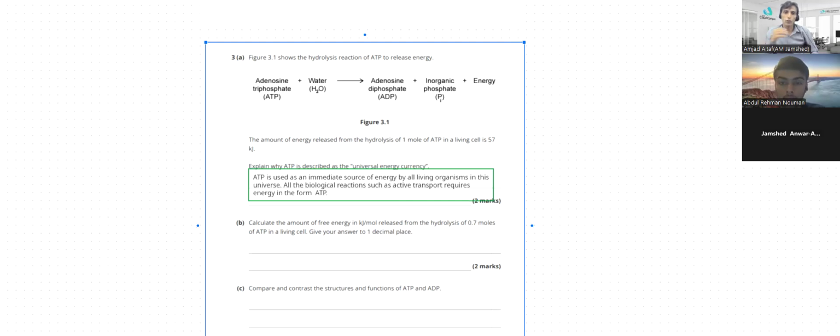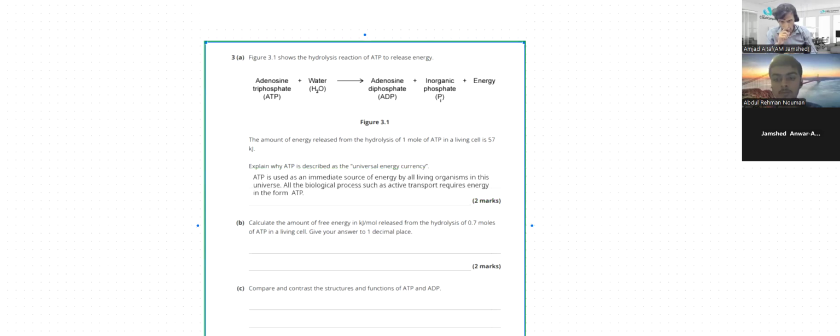That's fine. Then after, you can go on to calculate the amount of free energy in kilojoule per mole released from the hydrolysis of 0.7 moles of ATP in a living cell. Shouldn't we write biological activities, because active transport is not a reaction? But it's a biological process. Yes, just activity or process, same thing. For any chemical reaction, it depends whether that is exothermic or endothermic, so there we need energy. But I'm talking about any process that's going on in the body of an organism, so we can generalize this as well.